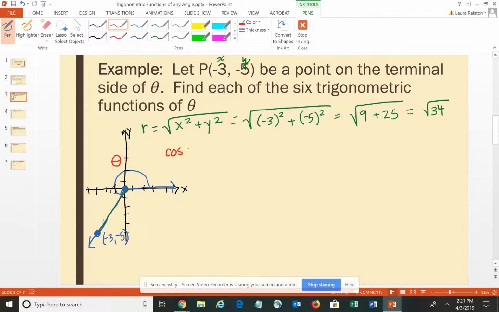The cosine of theta is x over the radius. So I would have -3 over square root 34. But remember, and we've learned this previously, you cannot have a radical in the denominator of the fraction. So we're going to have to rationalize it by multiplying the numerator and the denominator, in this case, by the square root of 34.